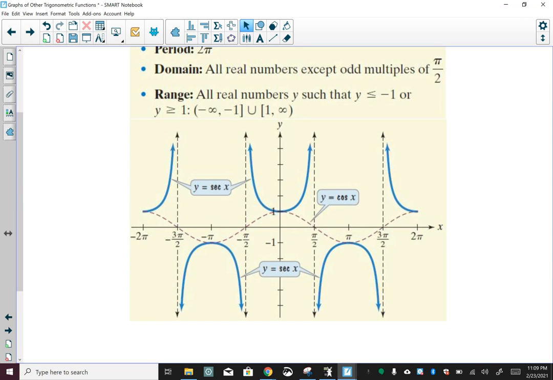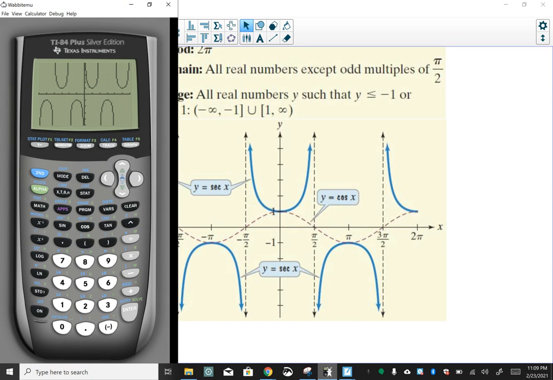So I'm going to go back to my graph here. See this area in between, there is nothing happening here. That's because this is where your sine graph goes. Your sine graph takes care of the from negative 1 to 1 piece. Your cosecant graph and your secant graph are going to take care of everything else that's above that.